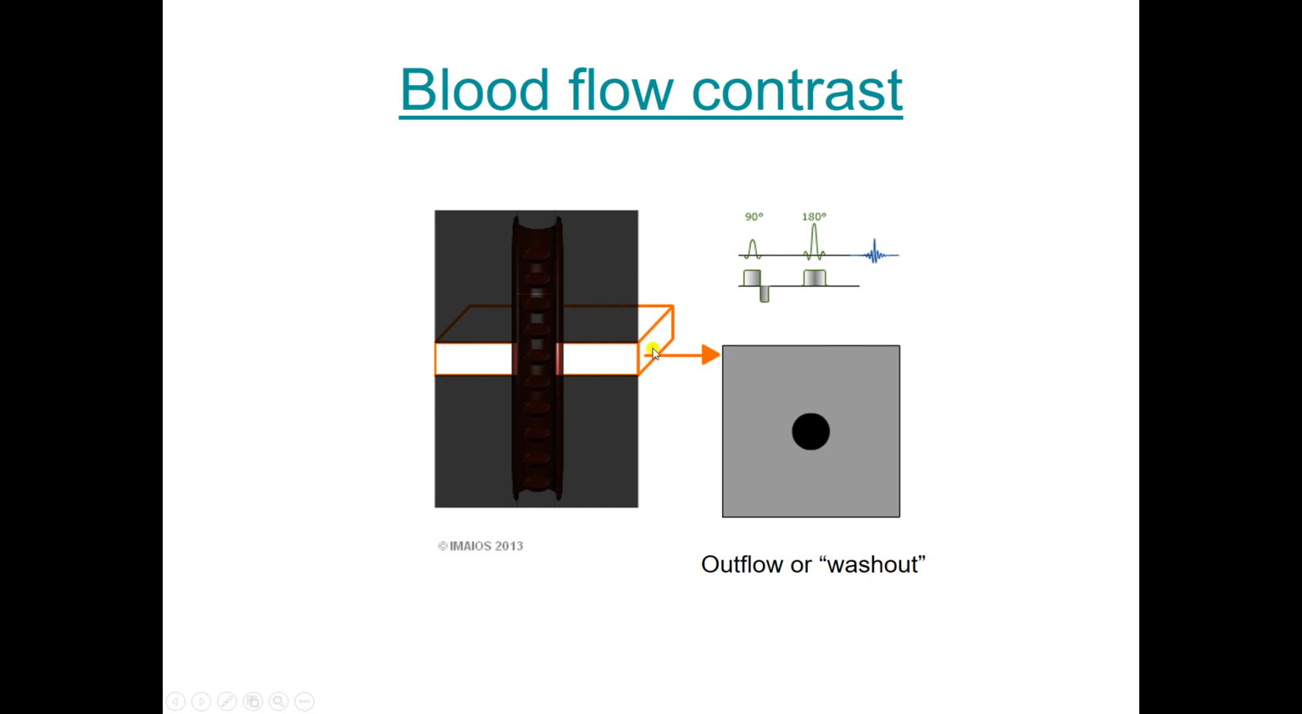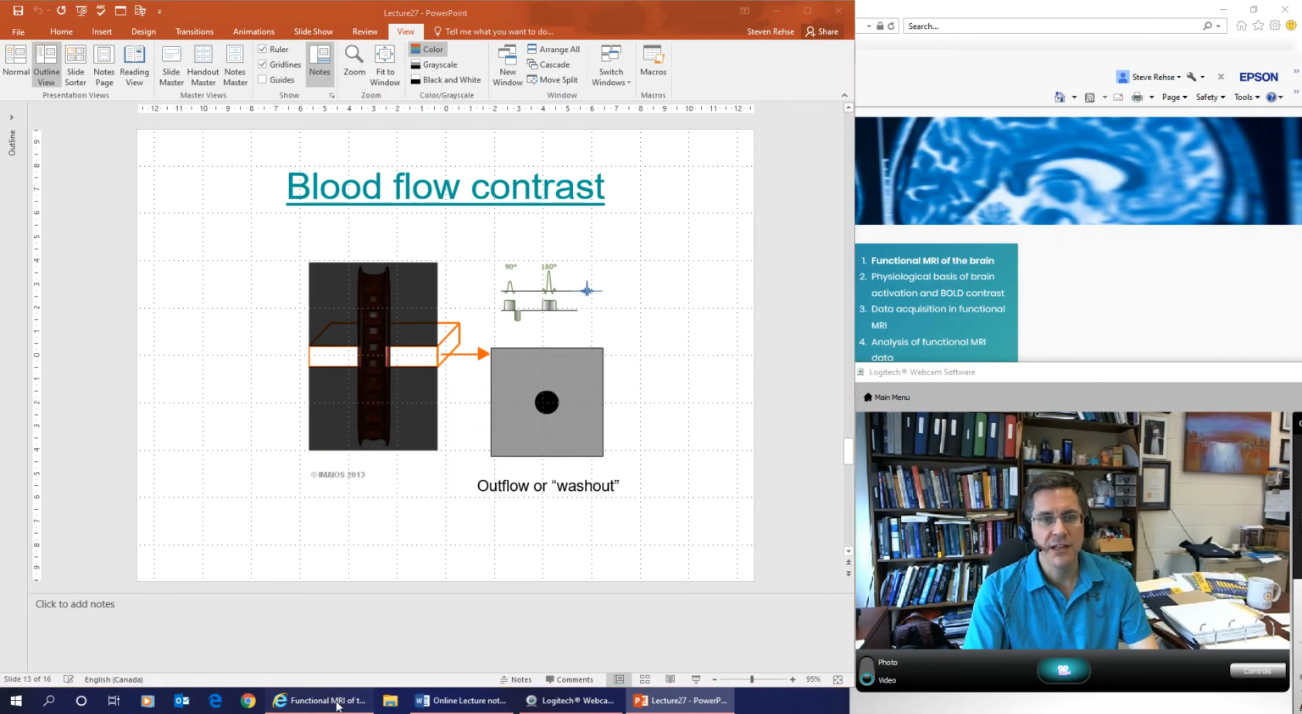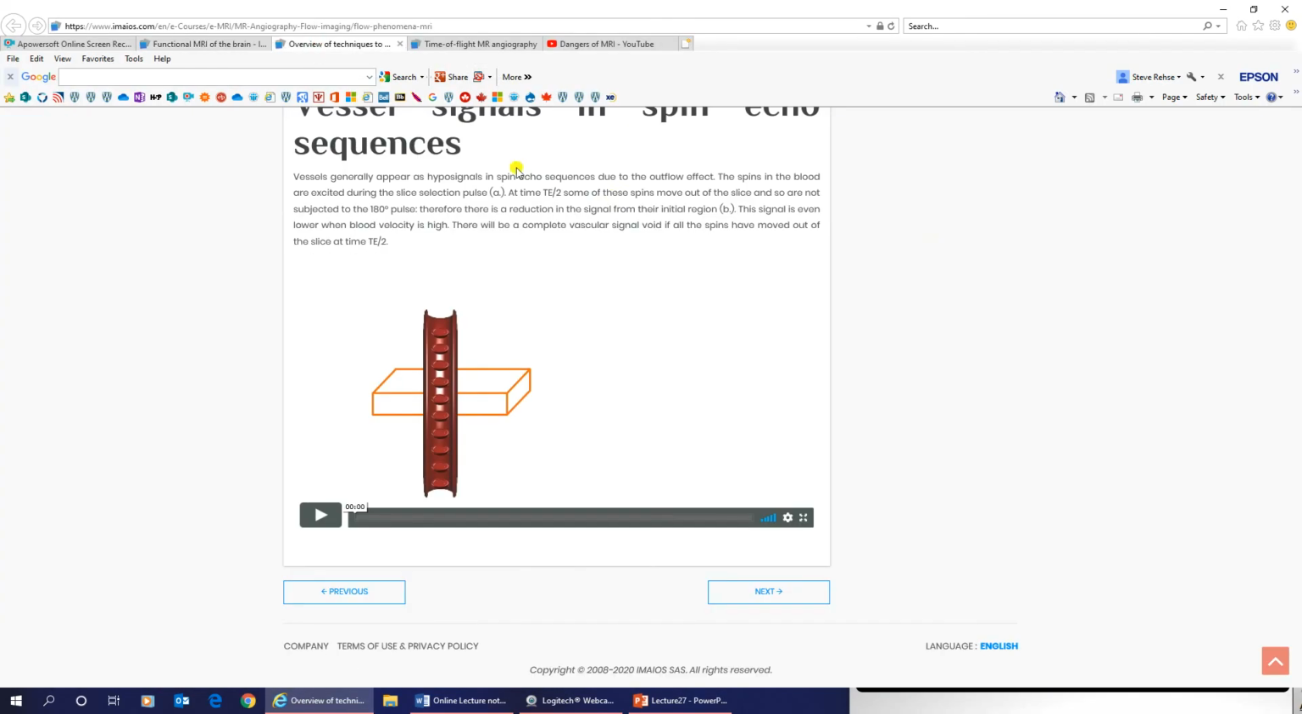Here's a slice of the body. There's a blood vessel flowing through it. So when we look at the slice looking down, we should see the blood vessel in the middle of it. And we're going to see two different ways that make this big aorta blood vessel dark or make it light. If it's dark, we've had washout of spin. So let's just see how that works.